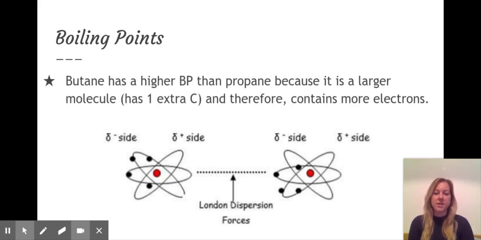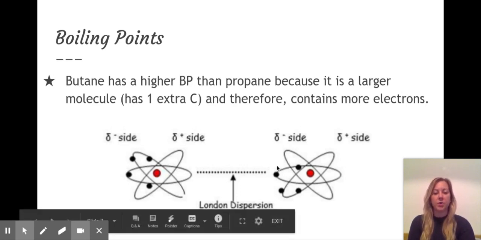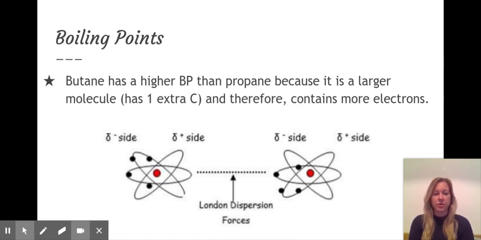So butane, for example, has a higher boiling point than propane because it's a larger molecule. It has one extra carbon and obviously extra hydrogens, and therefore it contains more electrons. Remember how your London dispersion forces arise? They arise from a kind of electron shift. All of the electrons are found on one side of the atom at a time. So the more electrons you have, the stronger the force is going to be.